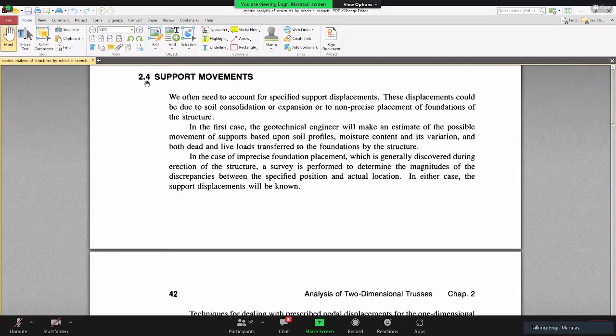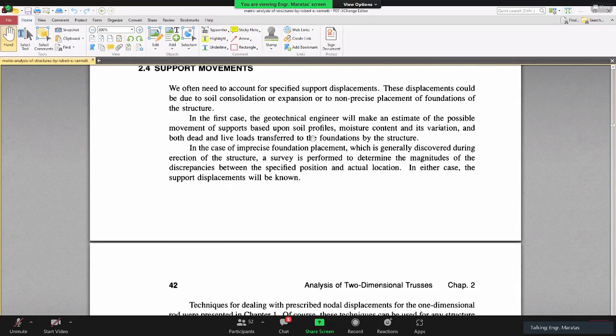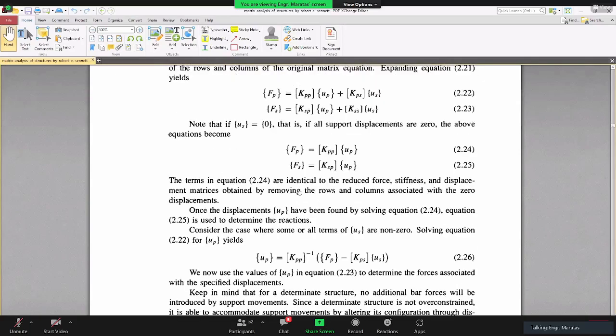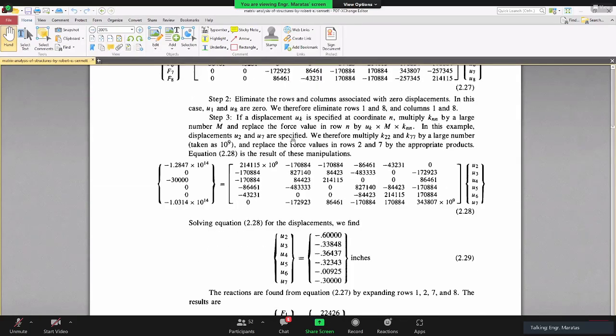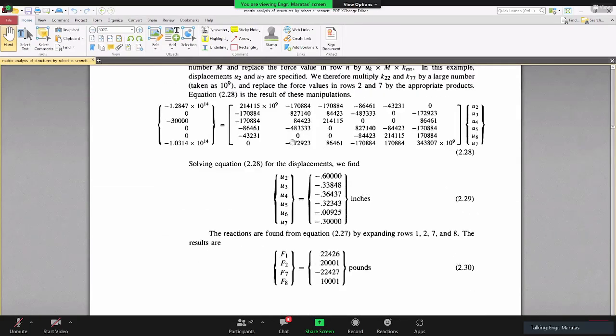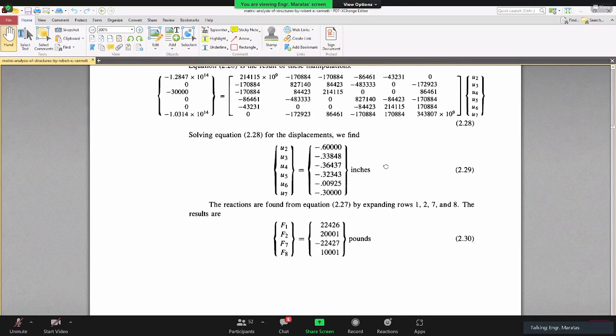I have decided that we will not discuss support movements, and also temperature changes. We will just stick to the basics. So after classes, we go to beams. Then after that, we go to grids, three-dimensional frames.